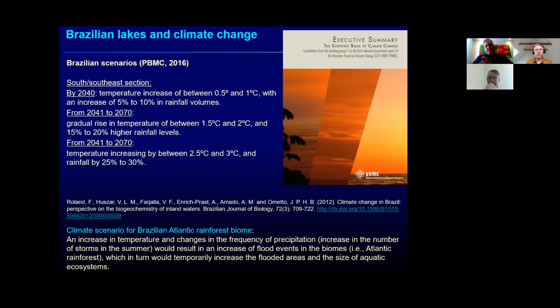Well, actually, this scenario is showing us more prolonged, extended dry periods and very intensive rainfall events, particularly during the summer. So our climate here in this southeastern part of Brazil is a wet summer and a mild, dry winter.